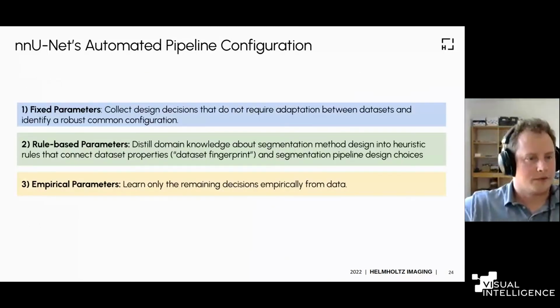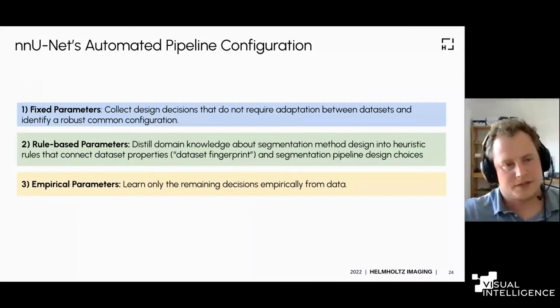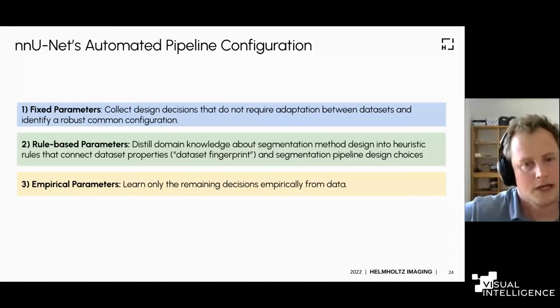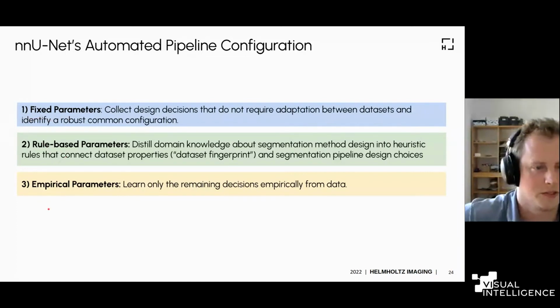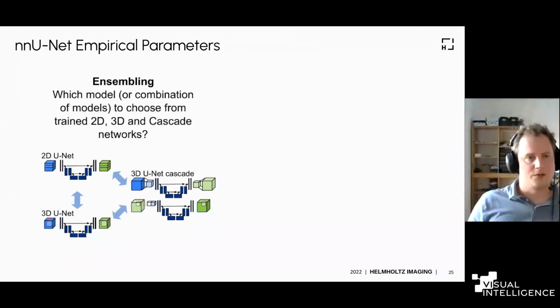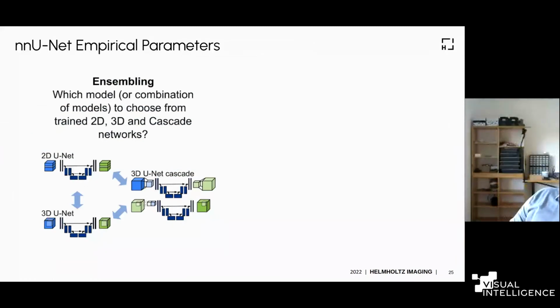Finally, after the rule-based parameters, we have what we call the empirical parameters. So some empirical optimization is still needed also in nnU-Net. Whatever we weren't able to fix as part of the fixed parameters and the rule-based parameters, we now need to do empirically. And the first thing that we need to do here is figure out which model to use or what type of ensembling we want to use.